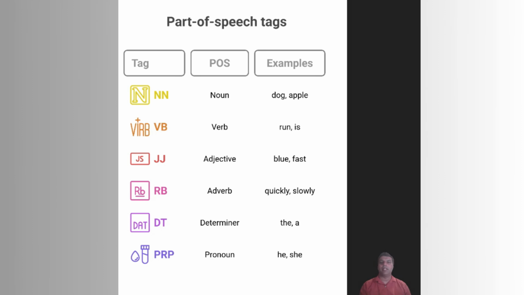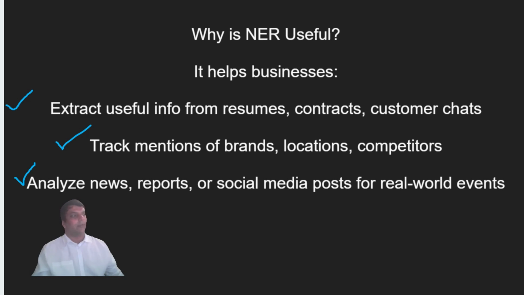Examples of parts of speech tagging, for example, we have NN, VB, JJ, RB, DT, PRP. For example, NN is noun, then verb, adjectives, adverbs, determiner, and pronouns. So you can follow this chart as an example.